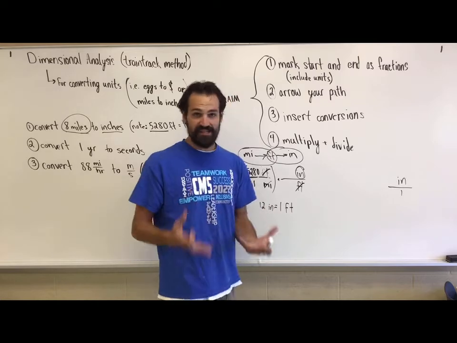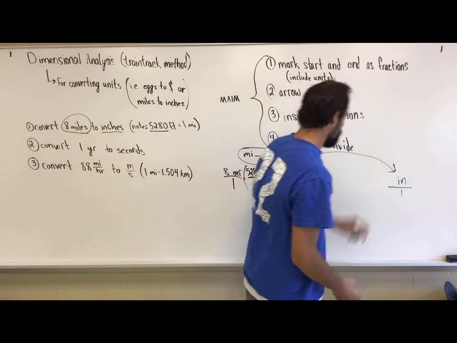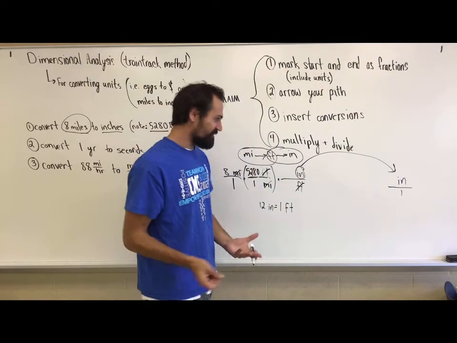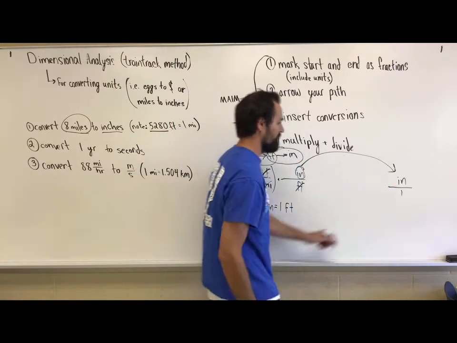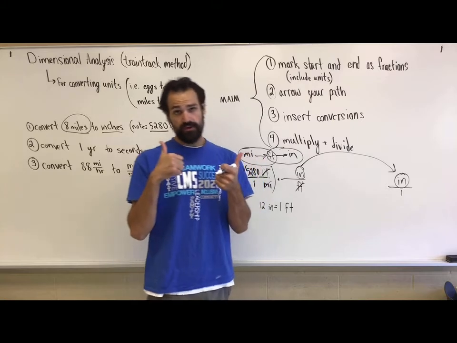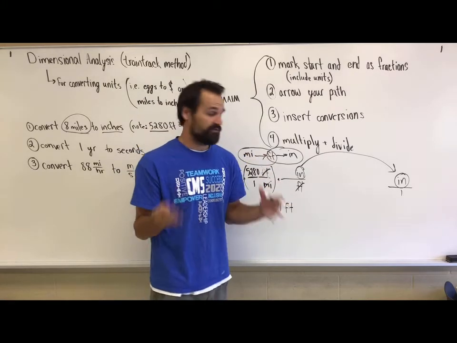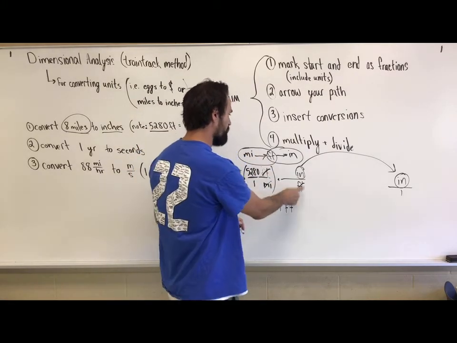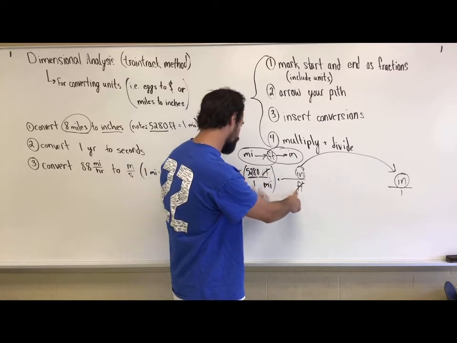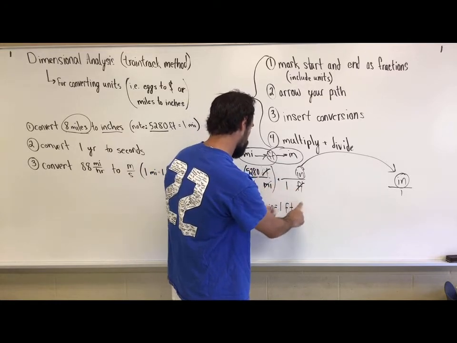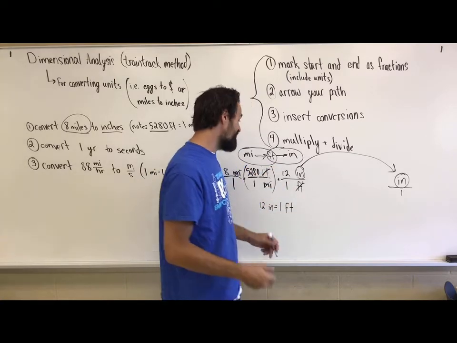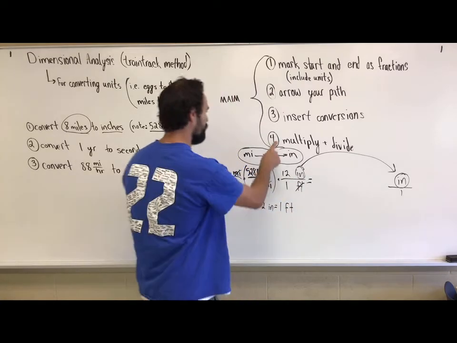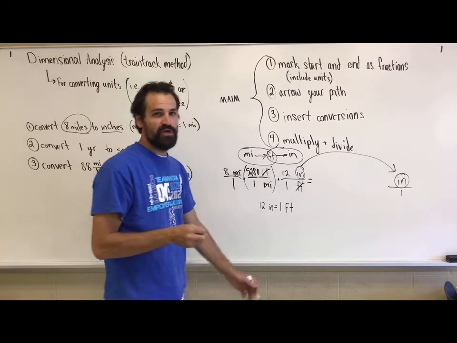That's the only unit that hasn't been canceled, and it just so happens to be, not just so happens to be, we've designed it that way, but that is the answer we want to get to. So that's our last conversion factor. We're good, but we still have to fill in our values. How many feet? 1 foot. How many inches? 12 inches. Easy. So now our fourth step, multiply and divide.